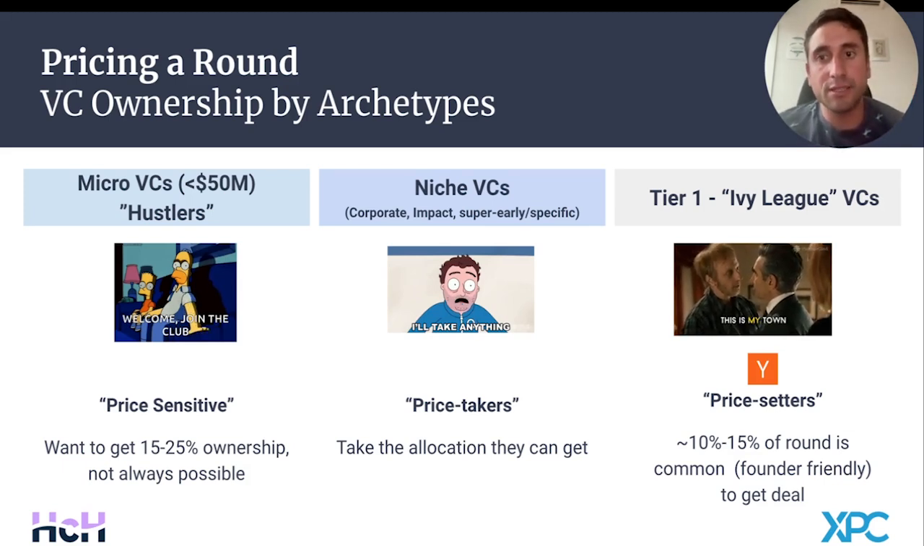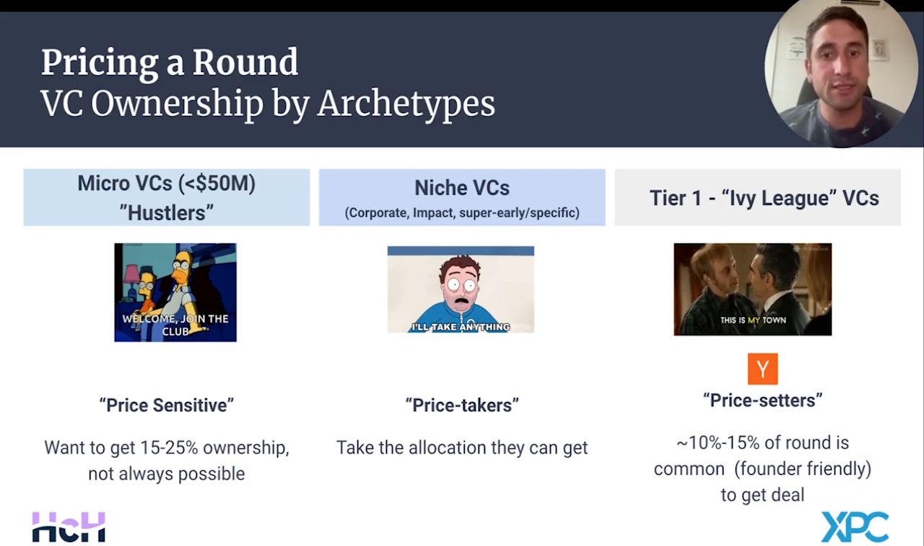For the micro VCs, the hustlers, these smaller funds have less capital available, so they want to make sure each bet matters to them. They do tend to want significant ownership in a round, like getting 1 million on a 5 million pre-money at a pre-seed or seed deal. This is not always possible since the hustlers don't have the same reputation as other funds, but that does tend to be their goal.